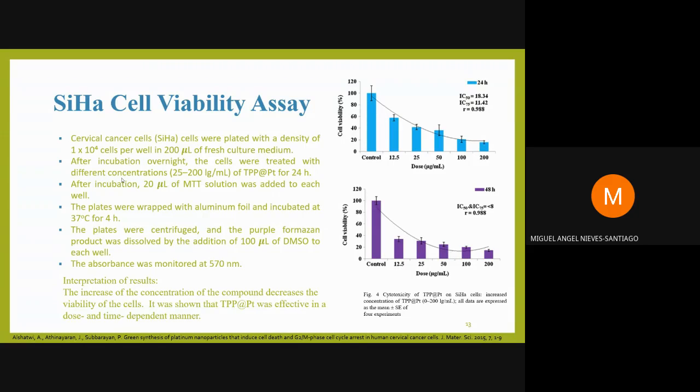After the incubation, 20 microliters of MTT solution was added to each well, and the plates were wrapped with aluminum foil and incubated at 37 degrees for 4 hours. The plates were centrifuged, and the purple formazan product was dissolved by the addition of 100 microliters of DMSO to each well, and absorbance was monitored at 570 nanometers.